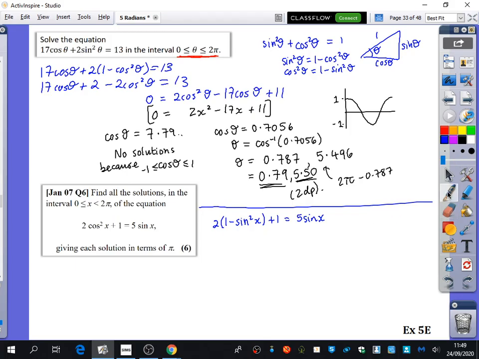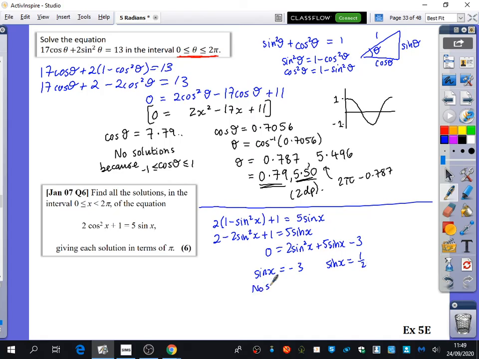So I'm going to just expand. So that's 2 minus 2 sine squared x plus 1 equals 5 sine x. I'm going to put it all onto the right-hand side. So that's 2 sine squared x plus 5 sine x minus 3. What does the quadratic solver give us for sine x? Minus 3 and a half. Anything you should tell me?